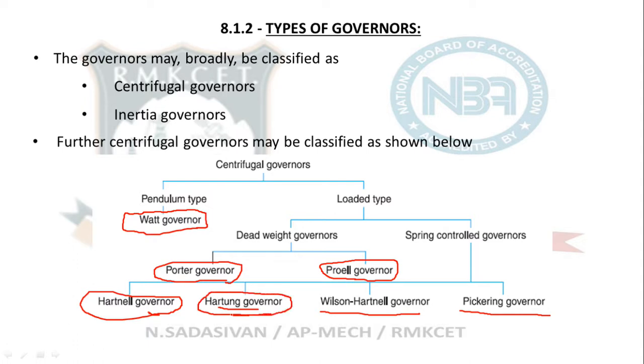So we may not have time to do this, so I'm going to stop here. We are going to do four types: Watt, Porter, Proell, Hartnell. If you study all these four, certainly you can attend your question 15A. 100% you can attend it.